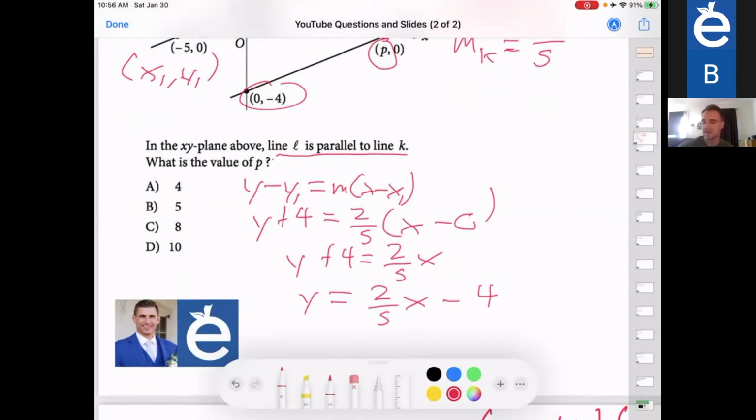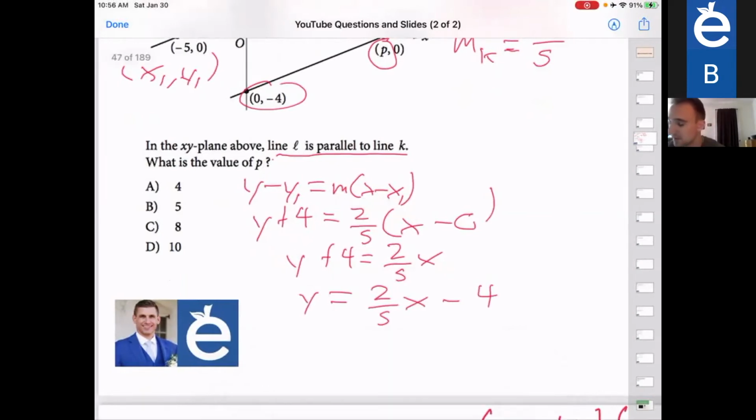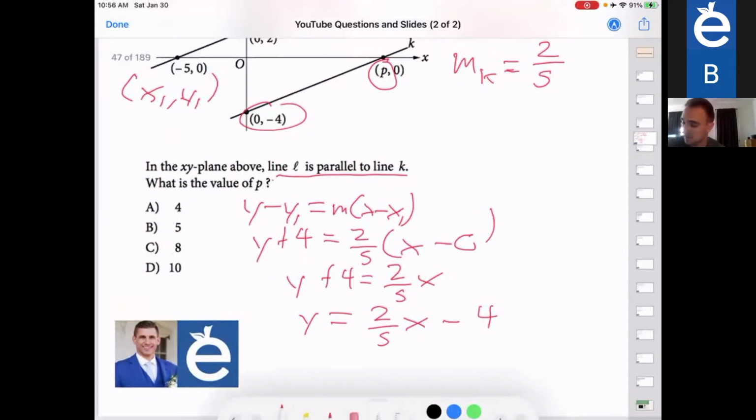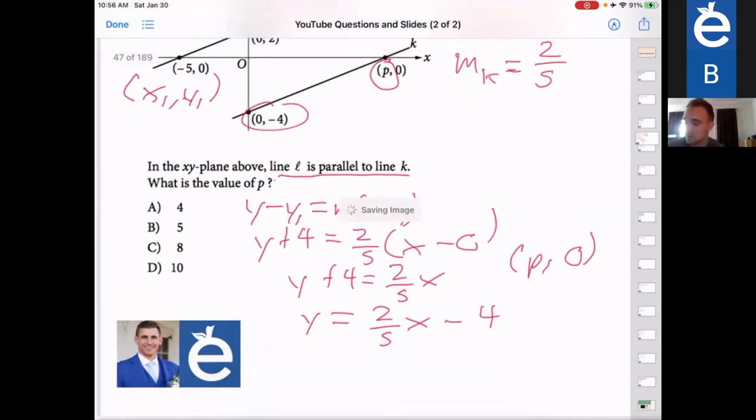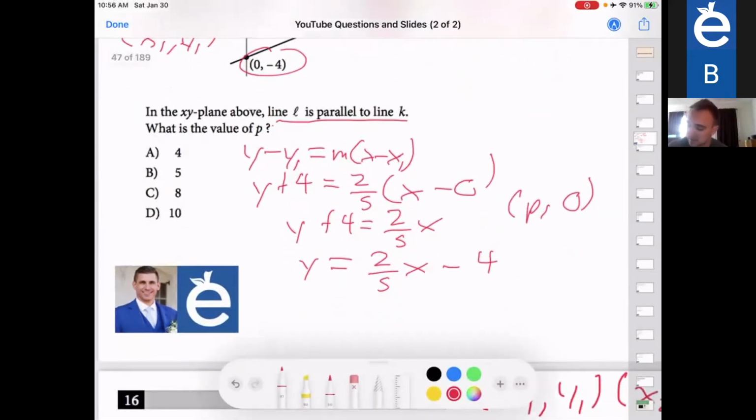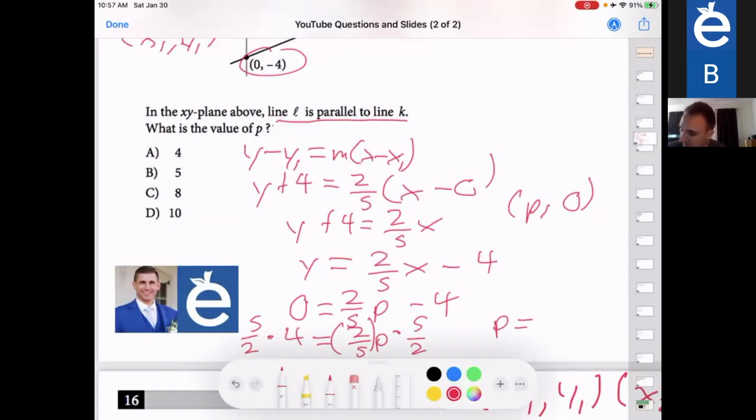Okay. Last step, just take this equation and the coordinate that we want, P, 0. We're going to plug that in here and solve for P. So 0 is my y value. 0 is equal to 2/5 p minus 4. Add 4 over, I get 4 is equal to 2/5 p. To undo that 2/5, I can multiply by 5/2. Over here, multiply by 5/2. So p is equal to 20 over 2, which is equal to 10. That is my answer, D.